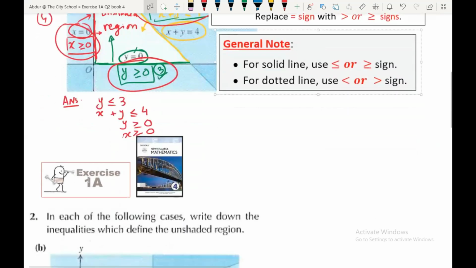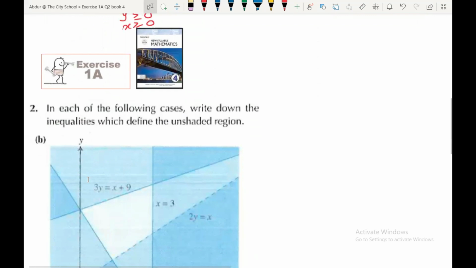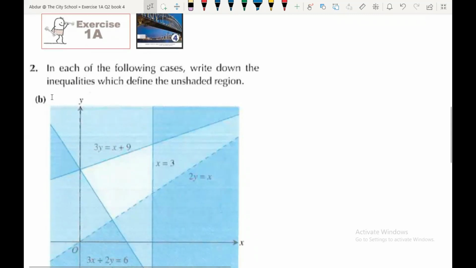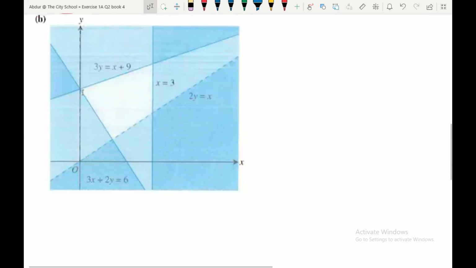Now part B. Part B is also from exercise number 1A, book 4. In this part B, we have to write inequalities for the unshaded region here. So mark the unshaded region. Suppose I'm going to write down the unshaded region here. This is your unshaded region. The second step is to draw the outlines of this unshaded region.